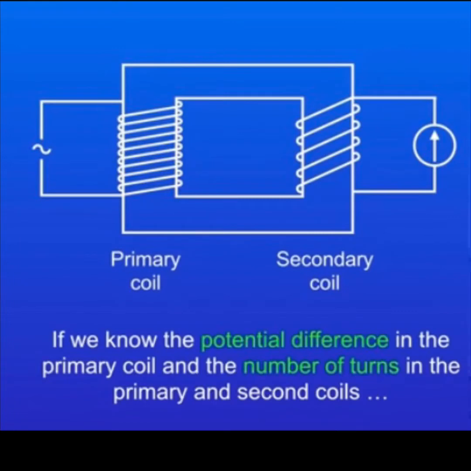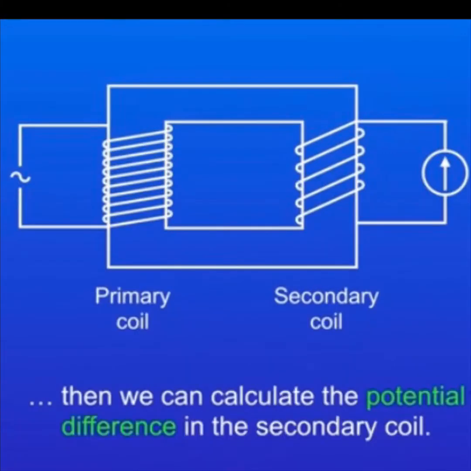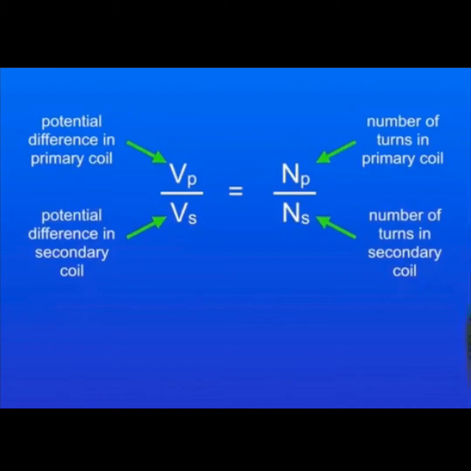If we know the potential difference in the primary coil and the number of turns in the primary coil and secondary coil, then we can calculate the potential difference in the secondary coil by applying the transformer equation Vp divided by Vs equals Np divided by Ns, as we said before. Vp is the potential difference in the primary coil, Vs is the potential difference in the secondary coil, Np is the number of turns in the primary coil, and Ns is the number of turns in the secondary coil. Let's solve the problems on this equation.